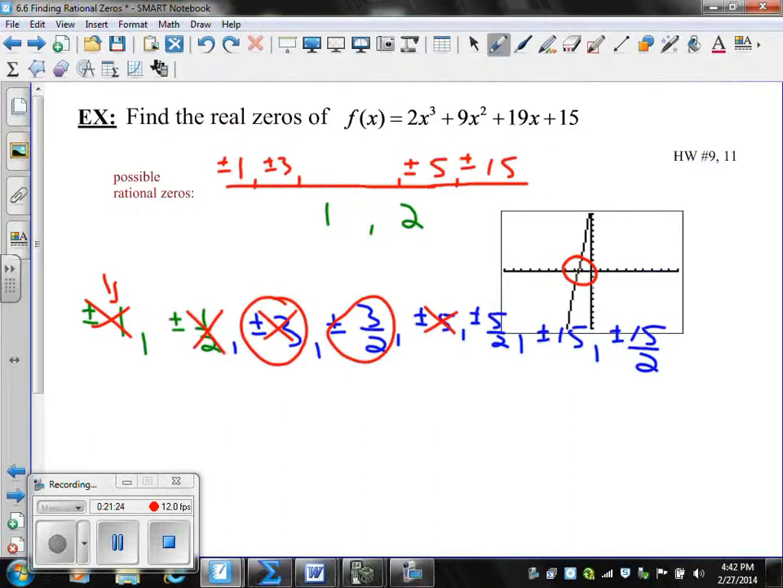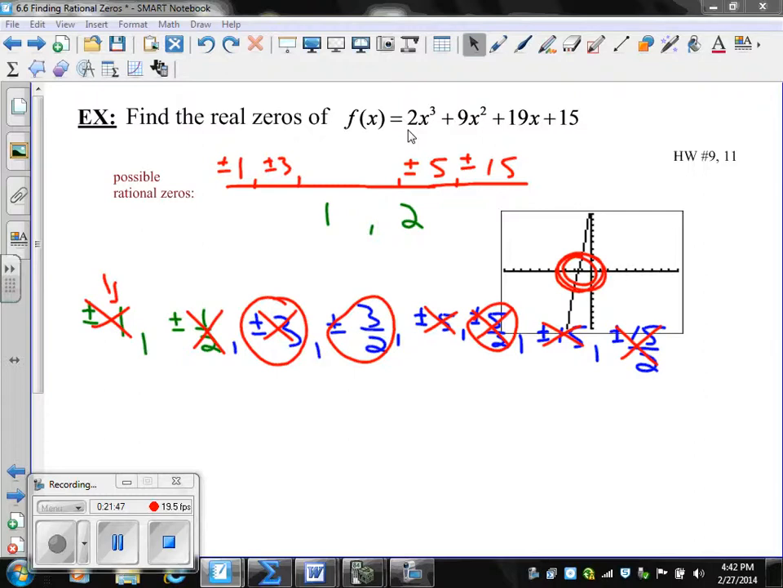Is there anything else? Plus or minus 5, probably I can cross these off, right? No, that's not on our list because there's no zeros there. -2.5, that's close, but no, it doesn't work there. Plus or minus 15, no. Plus or minus 15 halves, that doesn't work. The only one that's even close, and again, I'm looking at the 0 over here, that looks like it's somewhere around -1.5, and luckily that's on my list. So that's what I'm going to use to do some synthetic substitution.